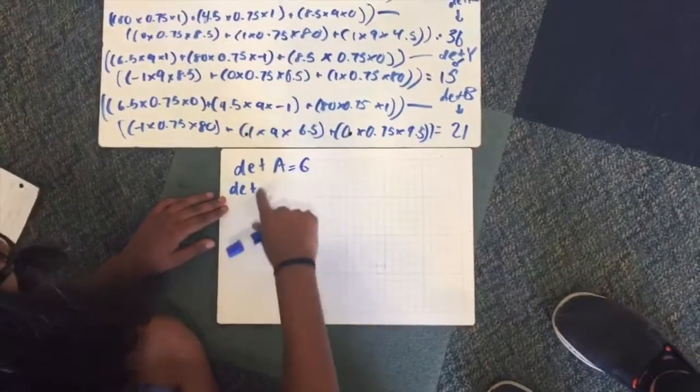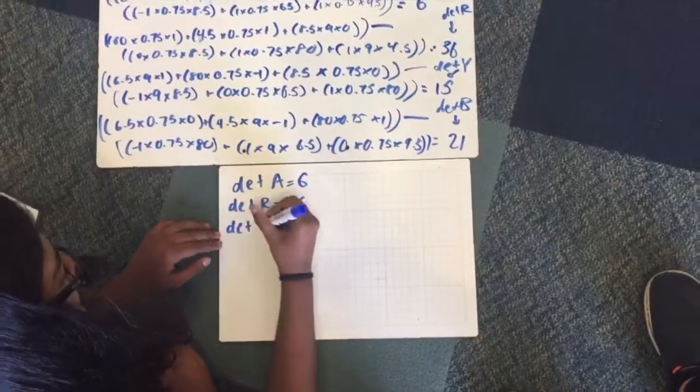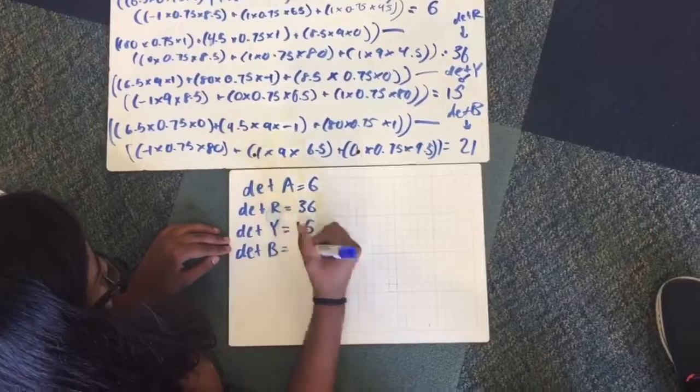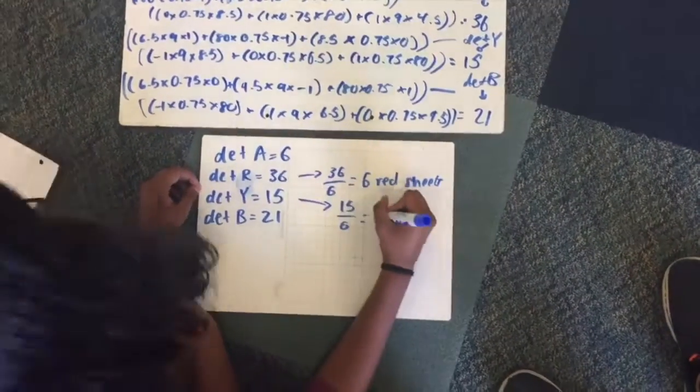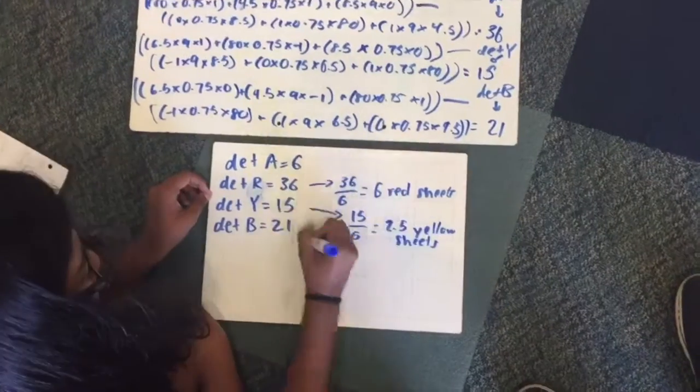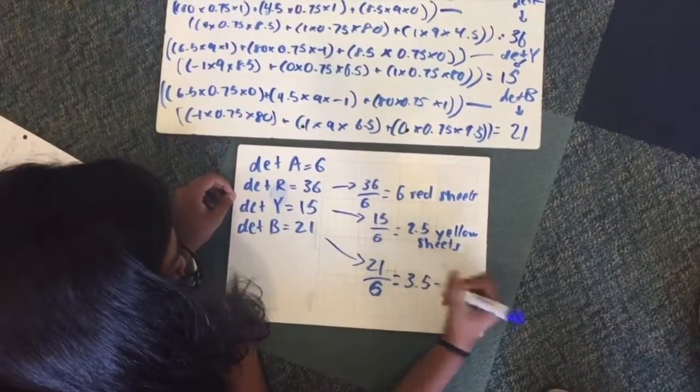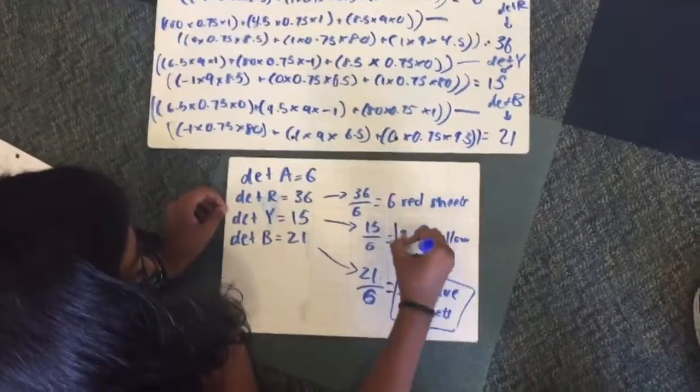In order to solve the last step of Cramer's rule, we have to divide the determinants of matrices R, Y, and B by the determinant of the parent matrix. When we solve for R, we get 6 red sheets. When we solve for Y, we get 2.5 yellow sheets, and when we solve for B, we get 3.5 blue sheets.